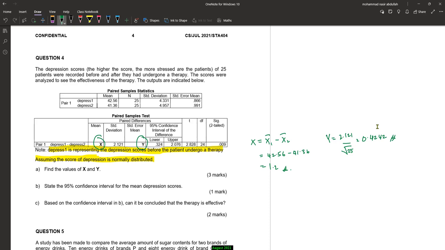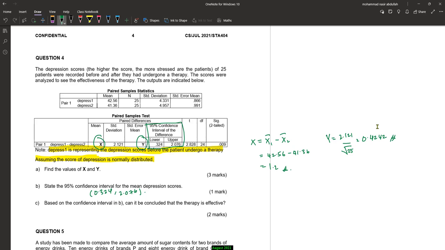And then B, state the 95% confidence interval for the mean depression score. So this one should be here. This is the confidence interval of the mean difference in depression score, right? So this is 0.324 until 2.076, right? Okay.